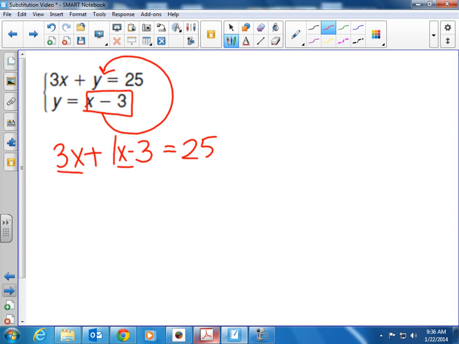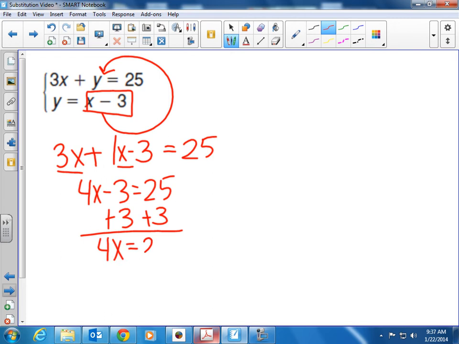3x plus 1x is 4x. And then this is simply a two-step equation that I can solve. So I'm going to finish this out. And we get that x equals 7. Not too bad. Now that I know that my x value is 7, what do you think I could do with that?